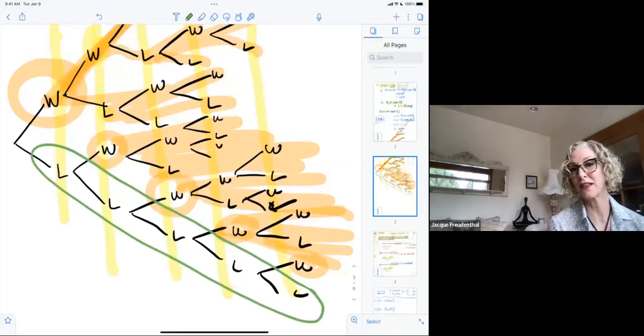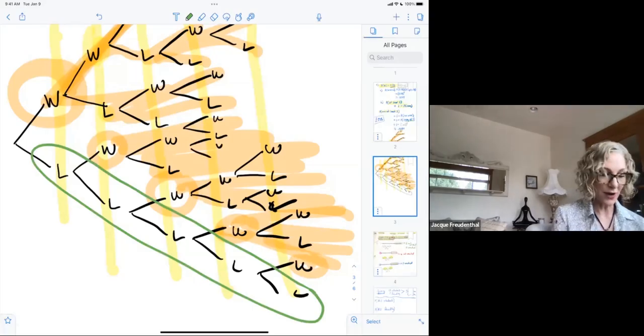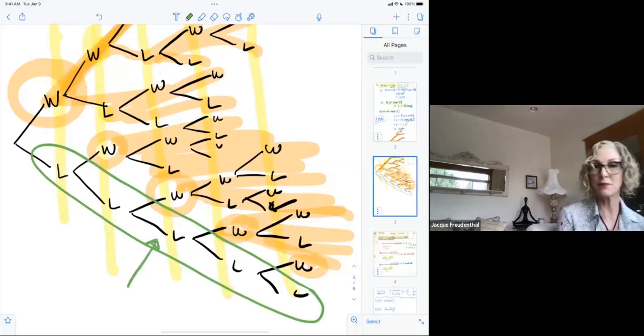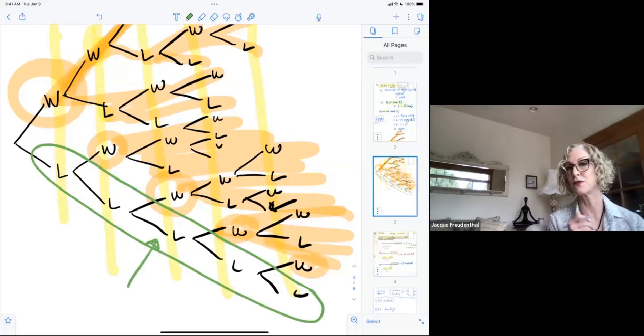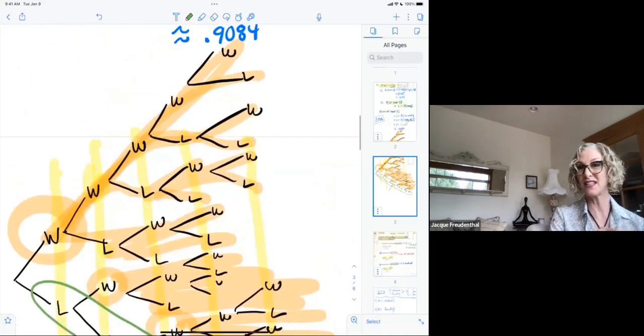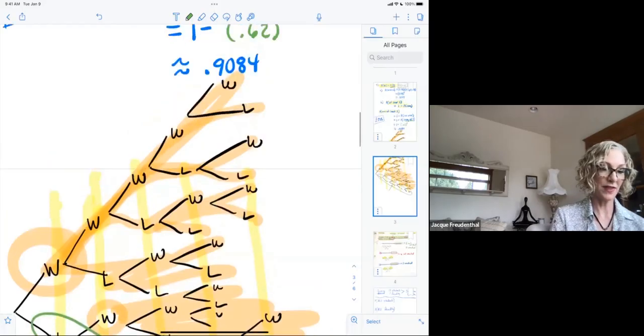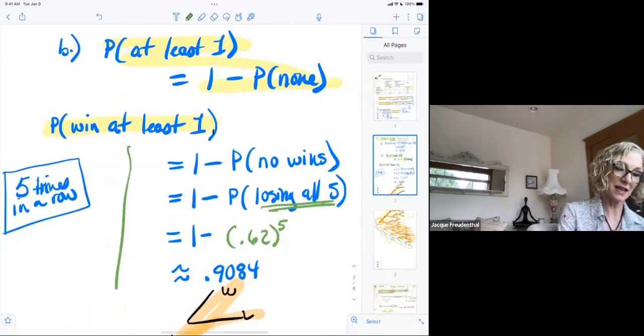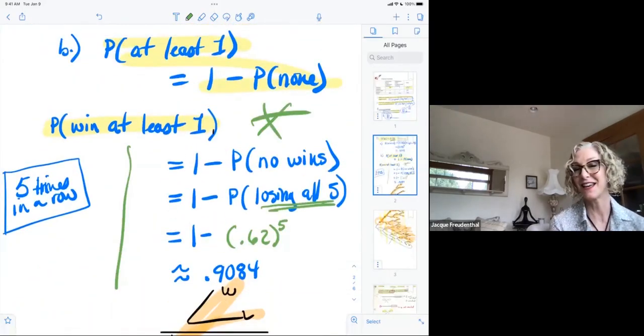So the only option, the only way I could not win at least once, is if I lost every single time. So I only would have to calculate this probability of lose, lose, lose, lose versus all of these individual probabilities added together. That is why this is an excellent and efficient way to solve the problem.